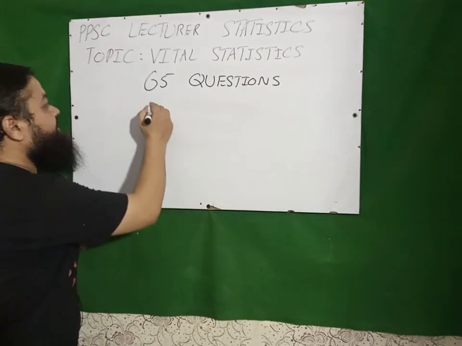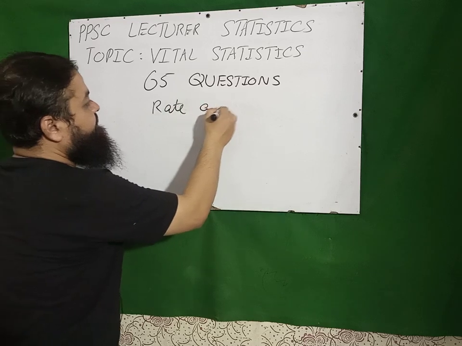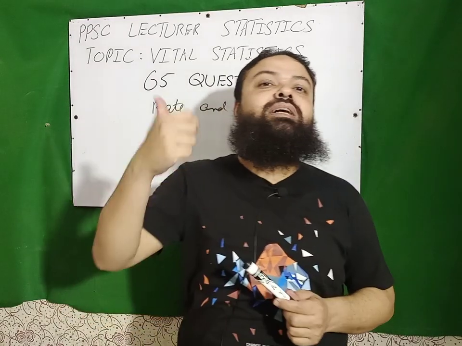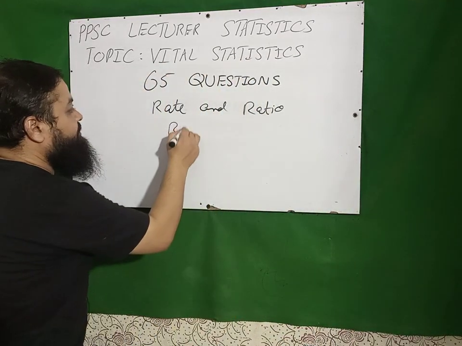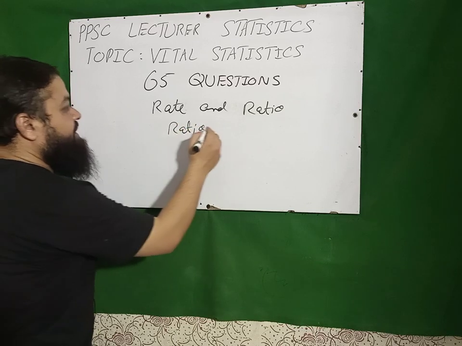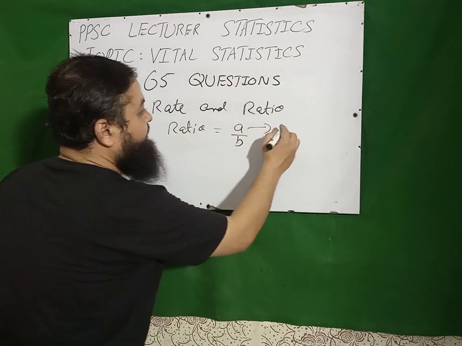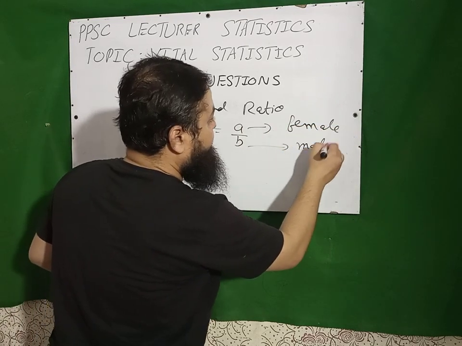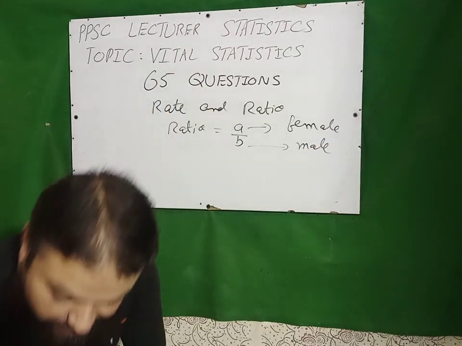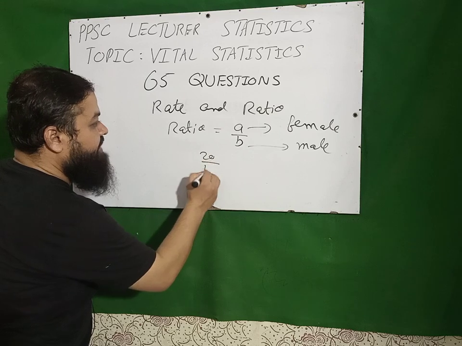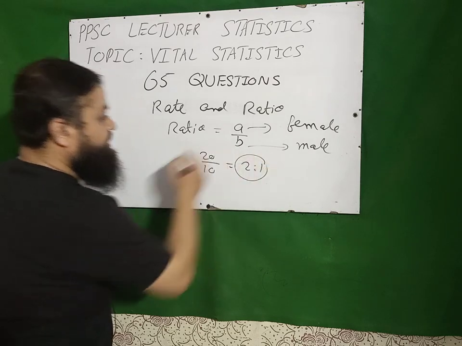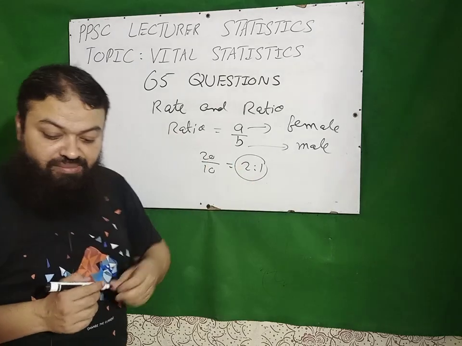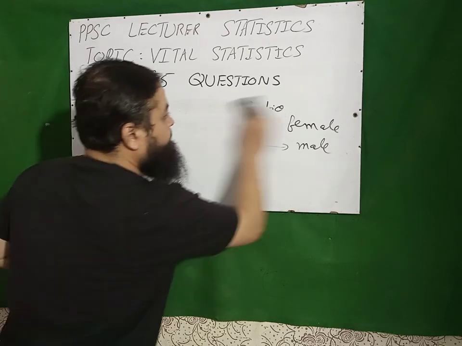Then a very important question: rate and ratio. Rate and ratio are used for comparison. First of all, I will tell you about the ratio. It is used for comparison. Its formula is A over B, where A is, for example, the number of females and B is the number of males. If there are 20 females over 10 males, that will be 2:1. It is the ratio, the comparison between two categories. There are some important ratios I will discuss with you.